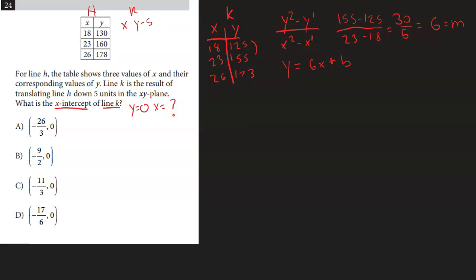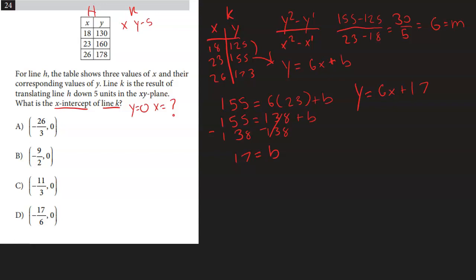And the way we can do that is just plugging in some of these numbers into that equation to find b. So we would know that 155 equals 6 times 23 plus b. We know that 155 would equal 138 plus b, and subtract 138 on both sides. We would find that 17 equals b. Sweet, so now we have our entire equation. We have y equals 6x plus 17.